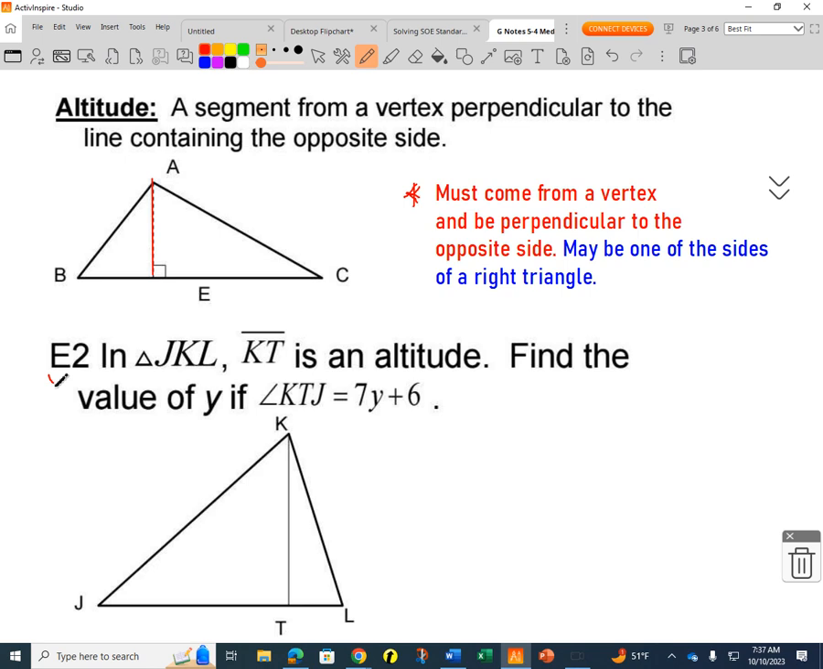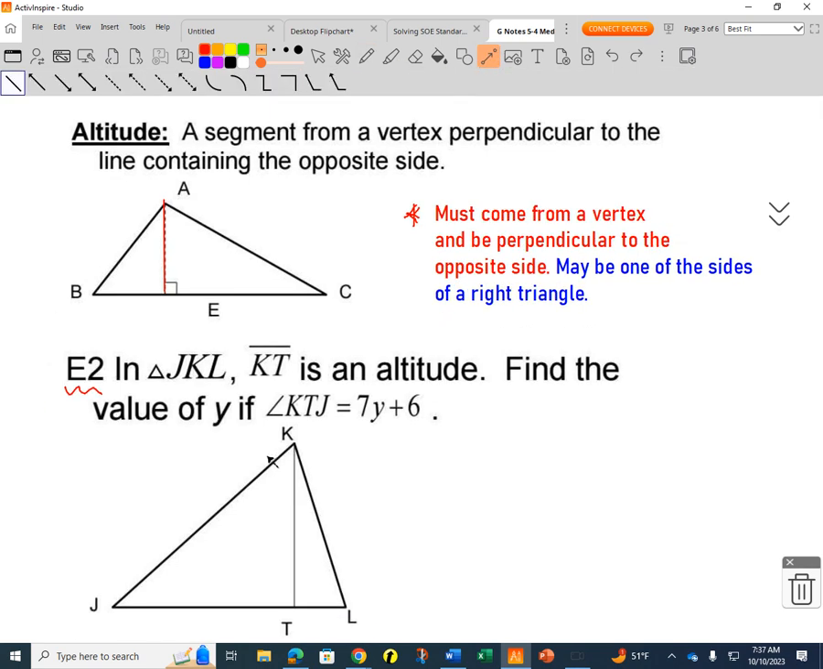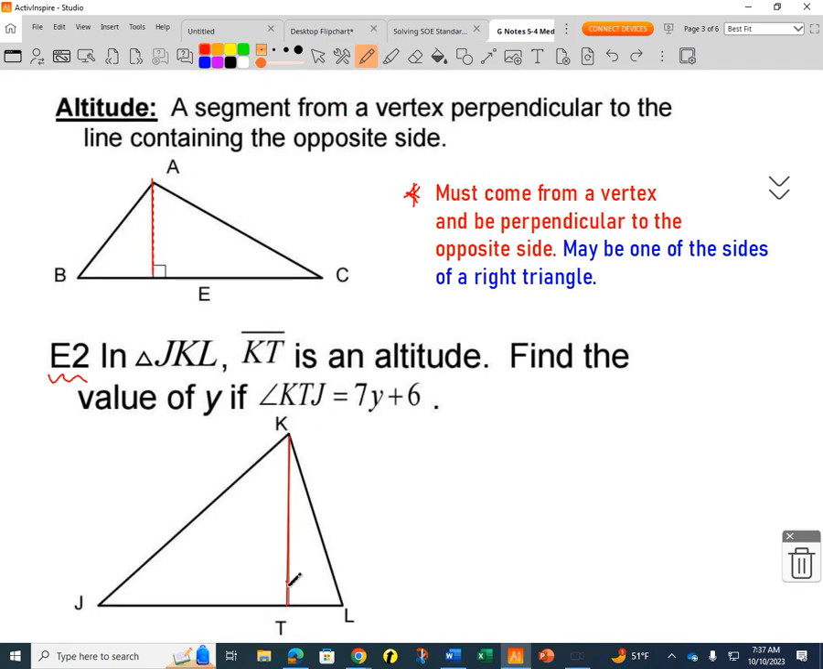Example 2. In triangle JKL, KT is an altitude. So KT, an altitude, it doesn't tell us this. We have to remember what an altitude is. An altitude starts at a vertex, this does, and because they told us it's an altitude, now we know this is a right angle and this is a right angle. So now we're looking at two right triangles.